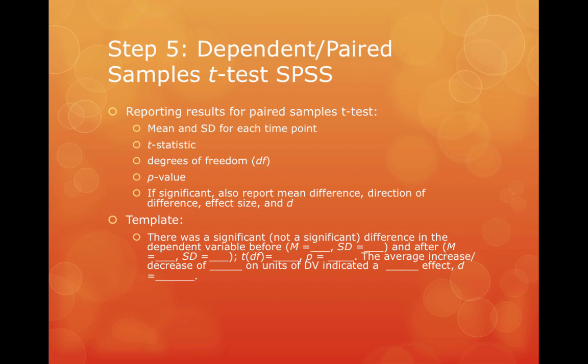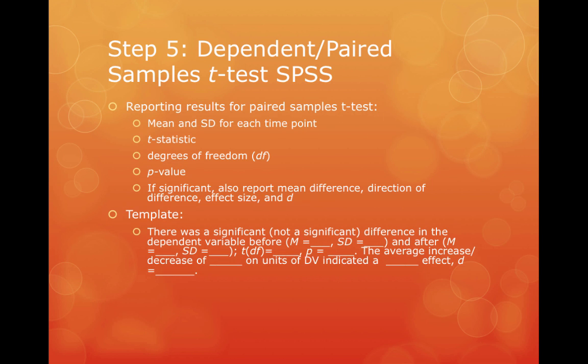There is a significant or not significant difference in whatever your dependent variable is before and after, and the descriptive statistics for each of those time points, degrees of freedom, t-statistic, p-value, and then if it's significant, the average increase or decrease, and this is what I mean by the direction of the difference, the average increase or decrease of whatever the difference is on whatever your dependent variable is itself, indicated a small, medium, or large effect, and then Cohen's d. So here's how we would state our conclusions.